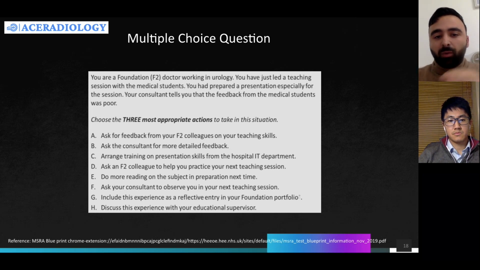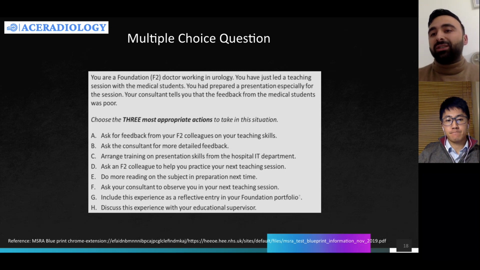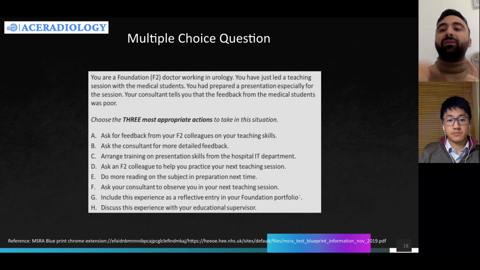Reading through A to H, I won't read all of them, you can read it by yourself, but the 3 that stand out most, and if we use AND, that gel together best, would be B, ask the consultant for more detailed feedback. Your consultant has the feedback, so you're approaching your consultant, asking what's happened, how you can do better next time. Then F, ask your consultant to observe you in your next teaching session. Again, that would work well together, they gel together. So you're asking your consultant for feedback, and then you're following that up with a teaching session. Your consultant can observe you and give you further feedback.